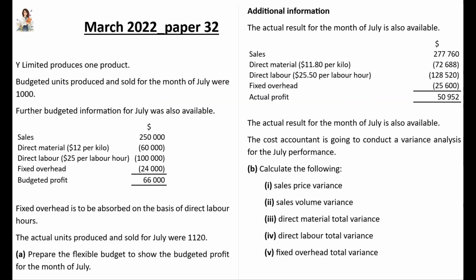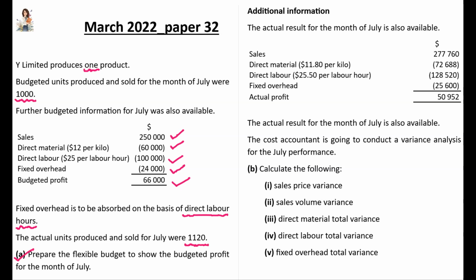So this is a March 2022 paper variant 3-2 question. Y Limited produces one product and budgeted units produced and sold for the month of July were 1000. Then we have been given the sales, the direct material, direct labor, fixed overhead and profit as per the budget. We have been told that fixed overhead is to be absorbed on the basis of direct labor hours. The actual units produced and sold for July were 1120.